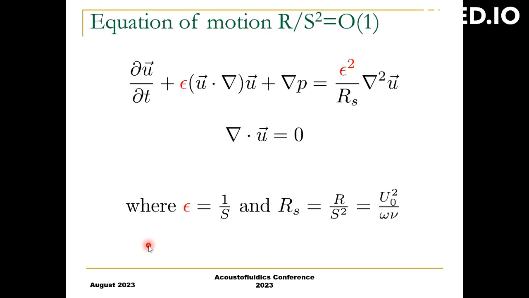Next, we substitute an epsilon, which is equal to 1 over S, into the conservation of momentum equation when R over S squared is equal to an order of 1. We have a term of order epsilon on the left-hand side and a term of order epsilon squared on the right-hand side. Rs is the streaming Reynolds number and equals R over S squared.